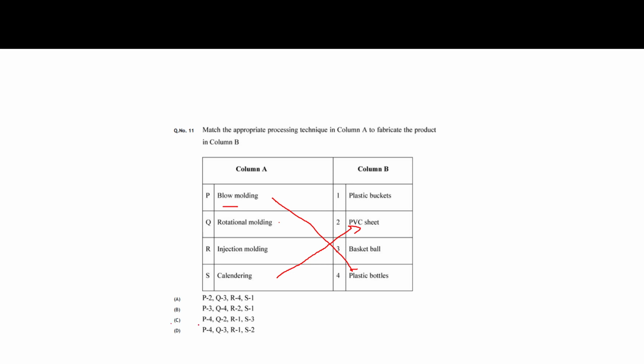So in between C and D and Q. Now calendering is S2. So this will be your right answer. And R will be injection molding. We can make plastic buckets, and from rotational molding we can get the basketball.